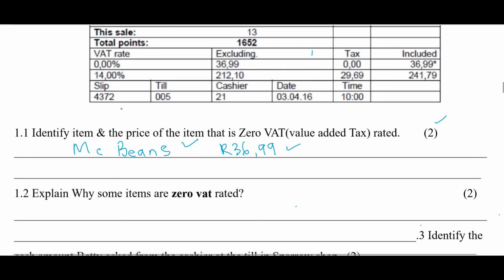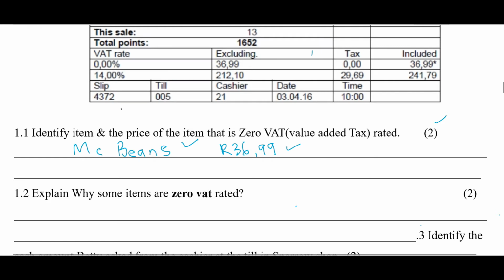So the next question, they are saying explain why some items are zero VAT rated. So I have just explained that to you, to say the items that we need daily, like bread, those items are regarded as basic needs, right? So we do not have to pay VAT for such items.